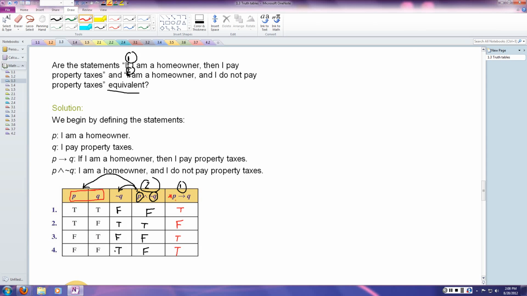So if I say, if you give me $50, I'll give you a ticket to the ball. If you don't give me $50, then you never know if I would give you a ticket to the ball or not. So you have to assume it's going to be true if you did give me $50.